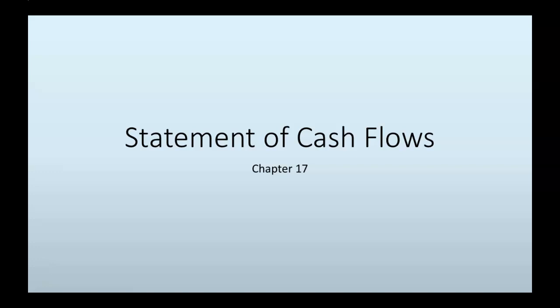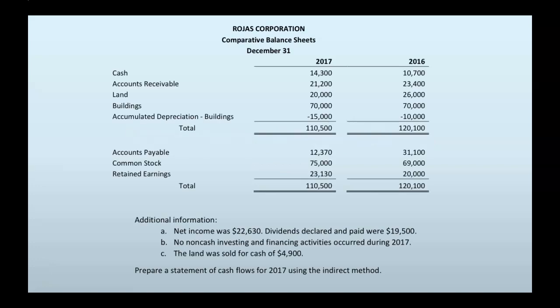In Chapter 17, you learned how to prepare a statement of cash flows. So let's run through an example problem here. For Rojas Corporation, we have comparative balance sheets for 2017 and 2016. Then we have some additional information down at the bottom with our net income, dividends that were declared and paid, what the land was sold for during the year, and then we're told using the indirect method, we need to prepare a statement of cash flows for 2017.